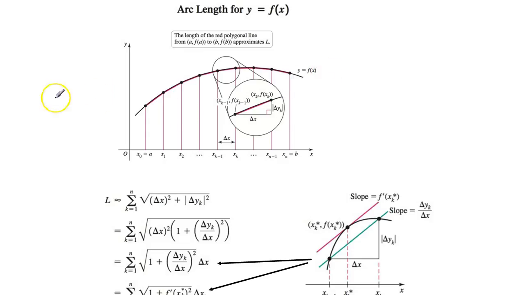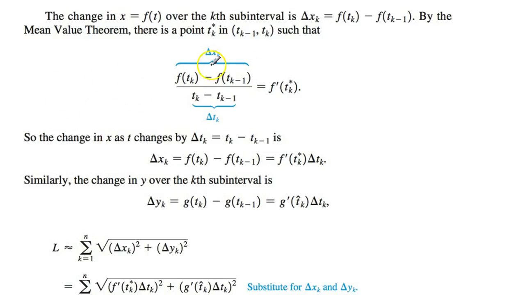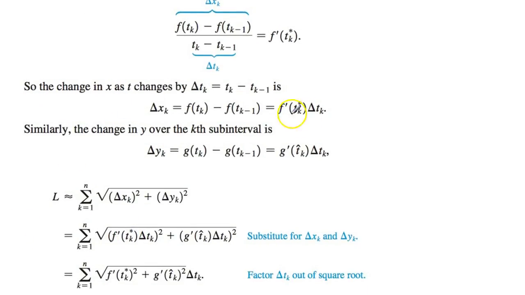Again, this is delta x over delta t, what we just talked about. So that's being replaced into this thing right here where the delta x is. And then similarly, we're doing the same thing for the change in y. So these things right here are being replaced with those derivatives times the change in the differential.